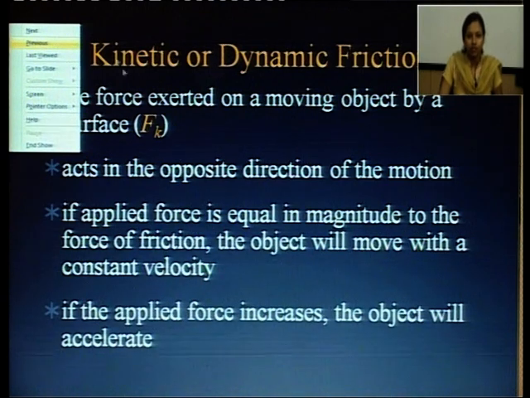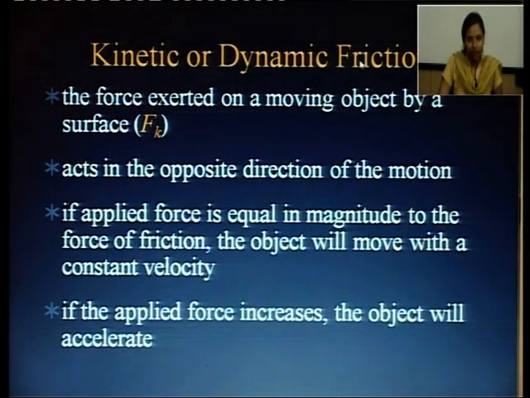The second type of friction is kinetic or dynamic friction. As from its name, dynamic means it is in motion. The force exerted on a moving object by a surface is called kinetic or dynamic friction. It is denoted by Fk, and its direction is opposite to the motion of the body. If the body is moving to the right, then the force of friction is in the opposite direction, to the left side.